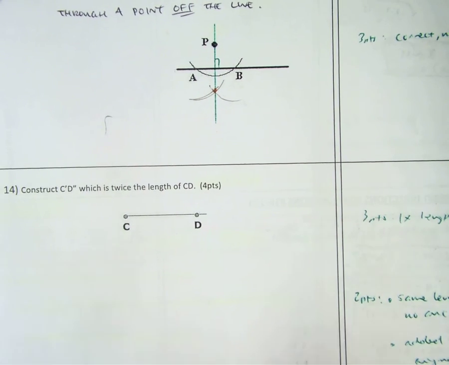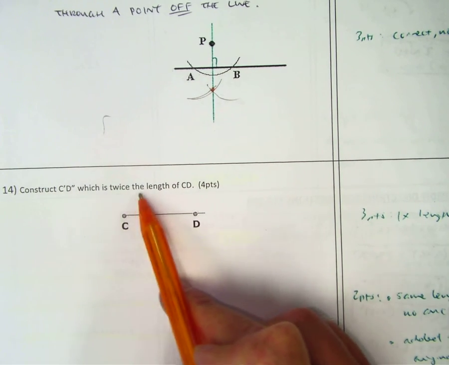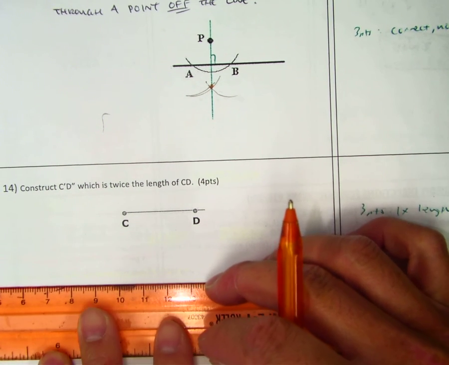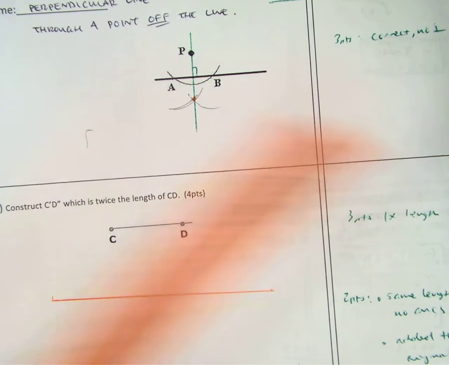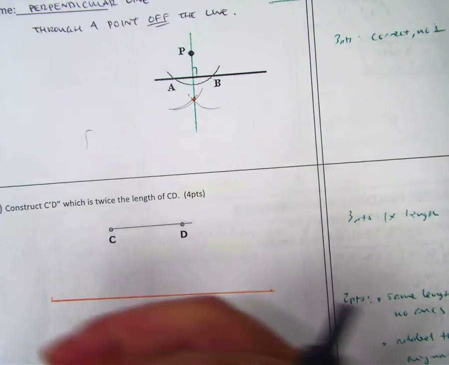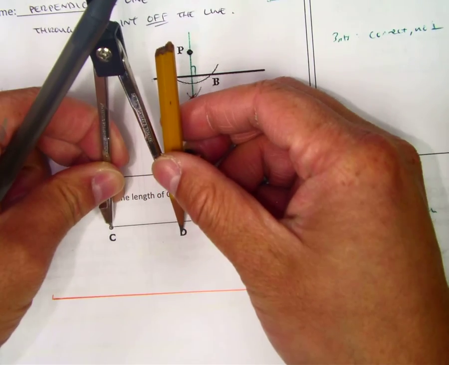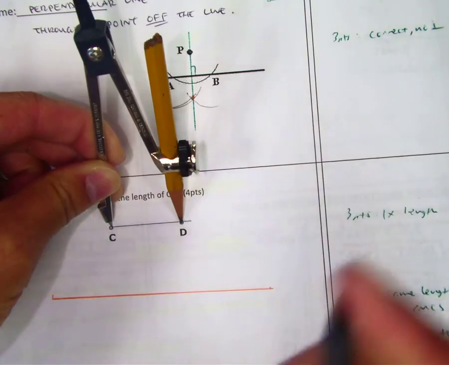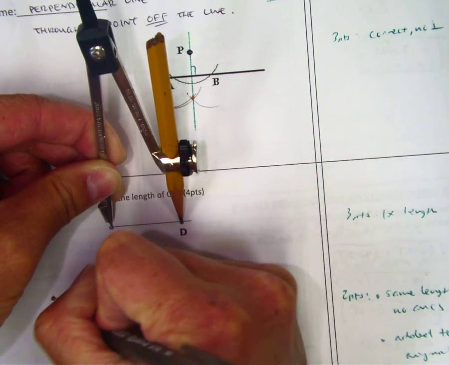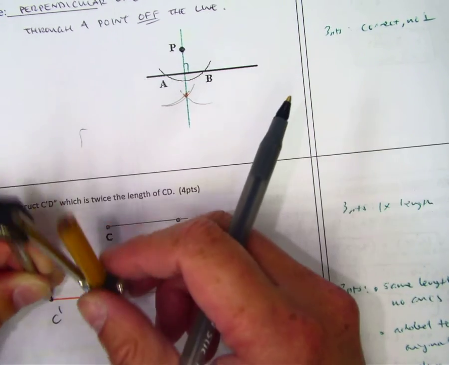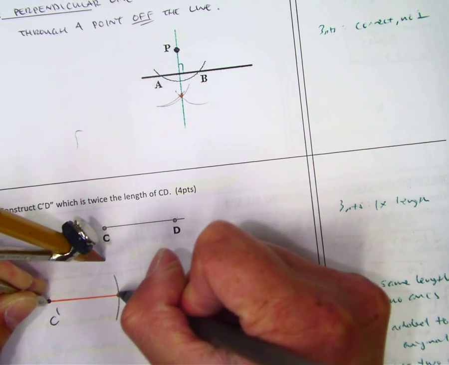Question number 14. Construct C prime, C double prime, which is twice the length of CD. So you have to draw another line. Just draw it longer there. And then I'm going to go ahead and draw. I'm going to measure here with my compass. Okay. And at the end of my starter line, I'm going to go ahead and draw this one. This is C prime. And if I move my sharp end down and draw an arc, this intersection here is D prime.